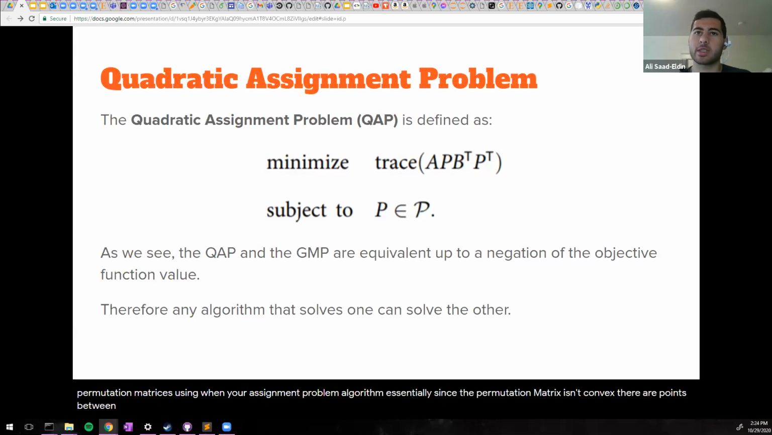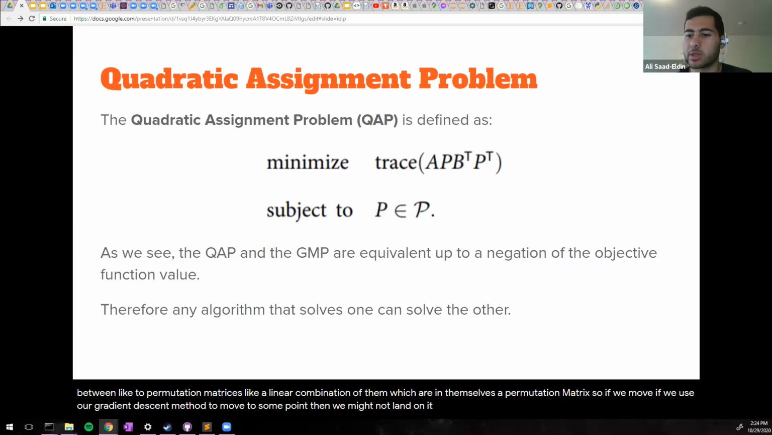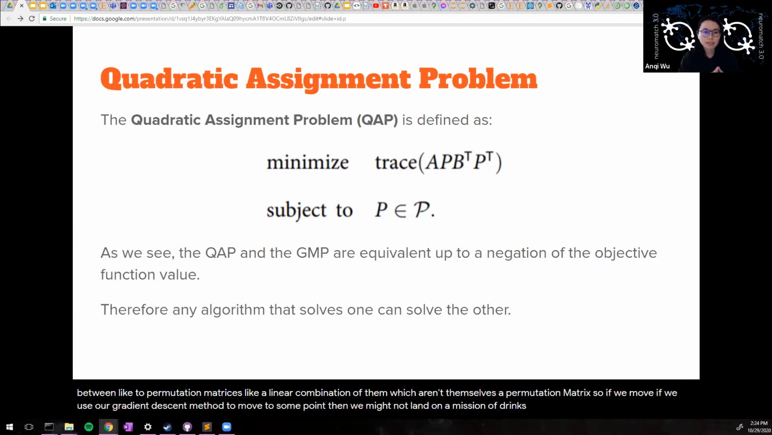between two permutation matrices, like a linear combination of them, which aren't themselves a permutation matrix. So if we use our gradient descent method to move to some point, then we might not land on another permutation matrix. And the stochasticity lets you perturb locally to land on a desired permutation matrix, or the manifold it is supposed to be aligned on. Yes, exactly. I see. Cool.